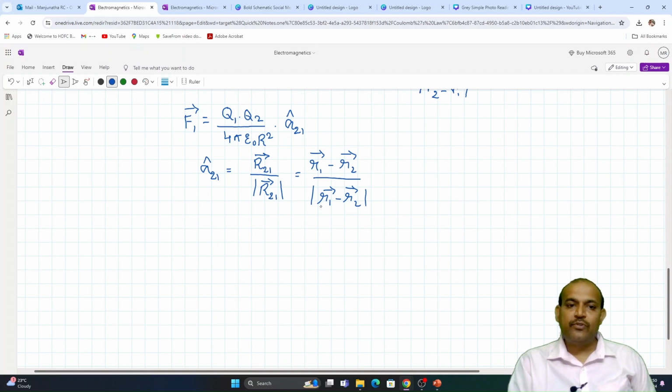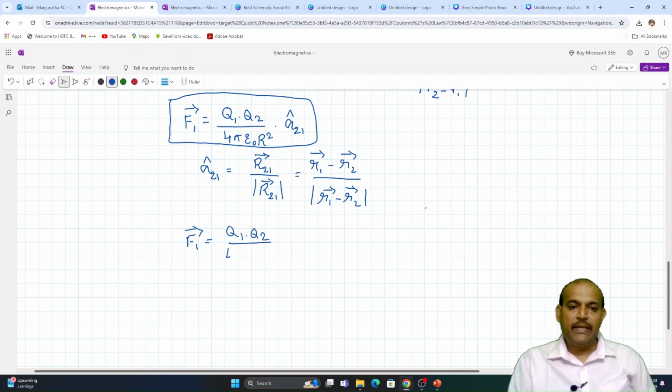So if I substitute this in the above equation, I can rewrite this expression as vector F1 equals Q1 into Q2 divided by 4 pi epsilon naught into r square. In place of unit vector, I will write vector r1 minus vector r2 divided by the magnitude of r1 minus r2.